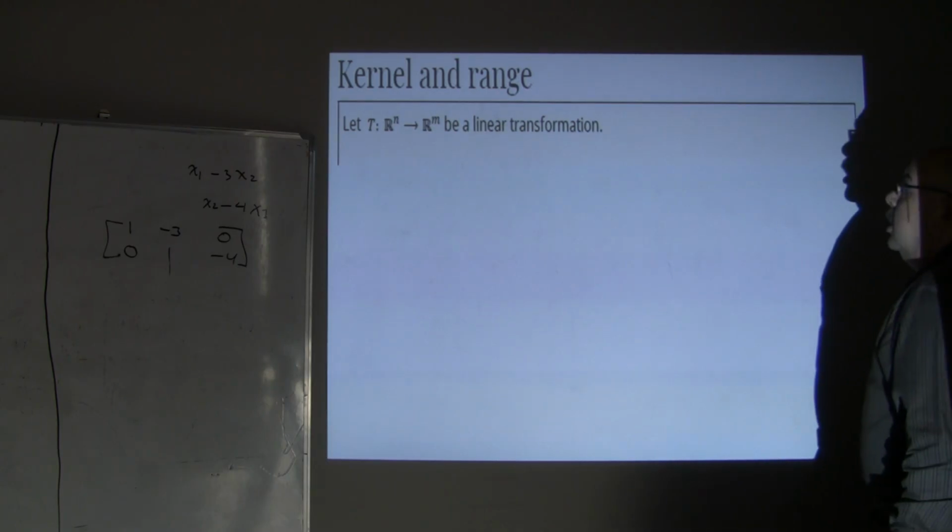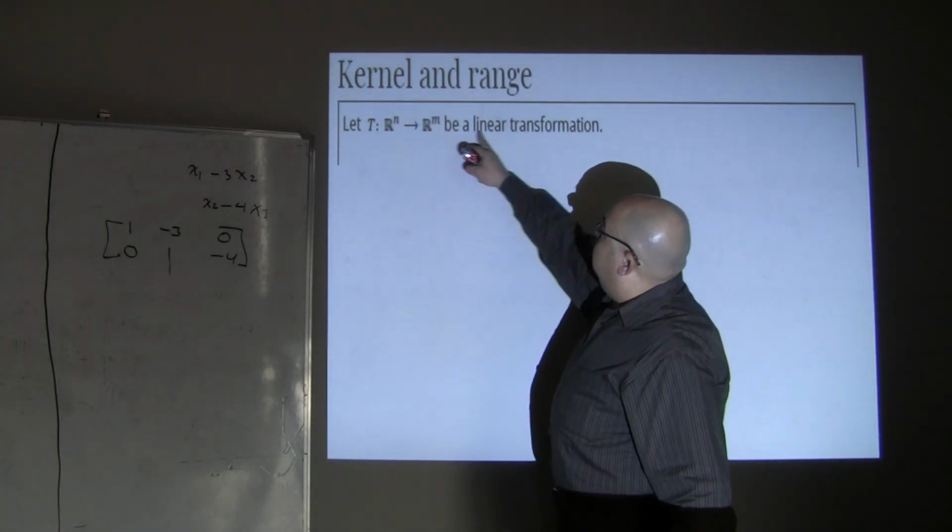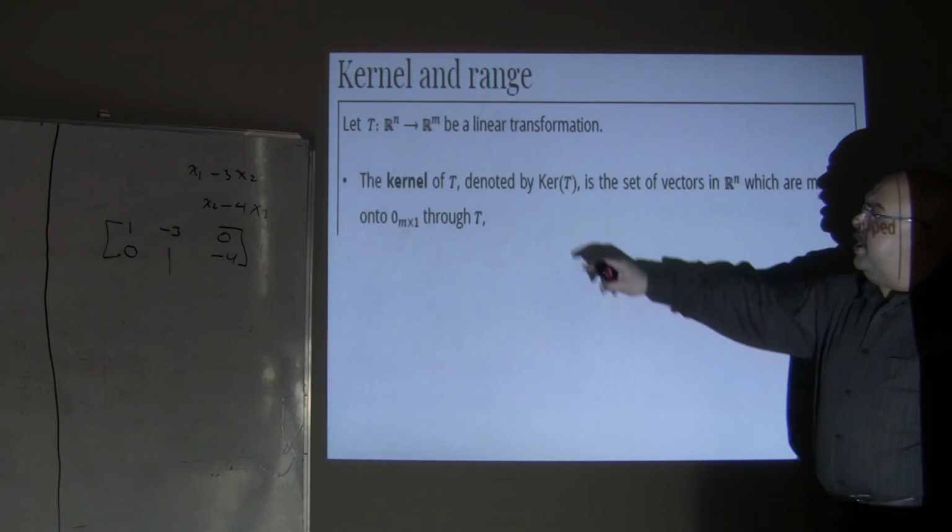So let R into R be a linear transform. So the kernel is important.